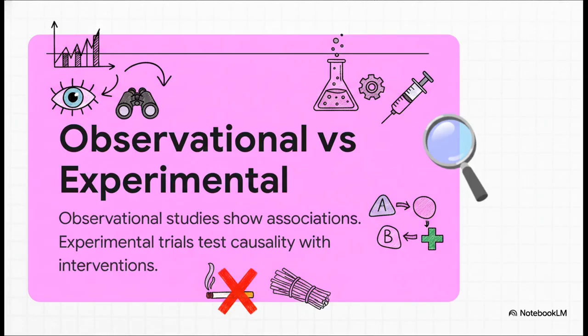Experimental studies, on the other hand, like your randomized controlled trials, actively assign treatments. Now, you might be wondering, why don't we always just do experimental trials to prove causality? Well, because we can't exactly randomize patients to, say, smoke a pack a day or breathe in asbestos just to see what happens. It's totally unethical. And that is exactly why observational studies exist.